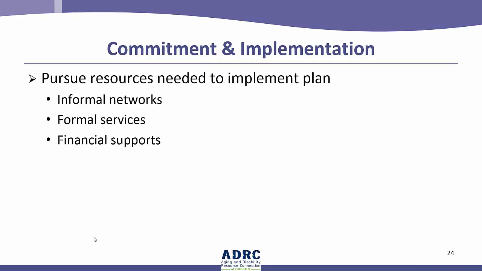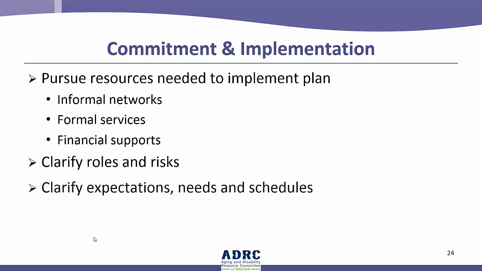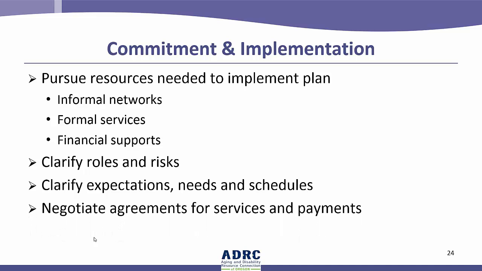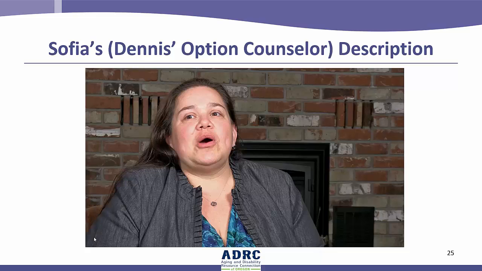As Sofia had told them at their first meeting, she was an expert on community services. Some of the resources Sofia suggested are included in the resource directory for this module. Through this planning, they also clarified roles and risks, clarified expectations, needs, and schedules, and they negotiated agreements for services and payment for services. Let's hear how Sofia, Sally, and Dennis describe the outcome of this second meeting, beginning with Sofia.